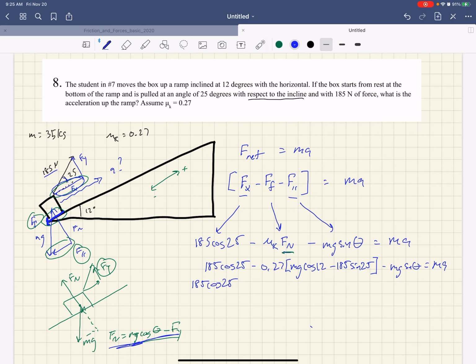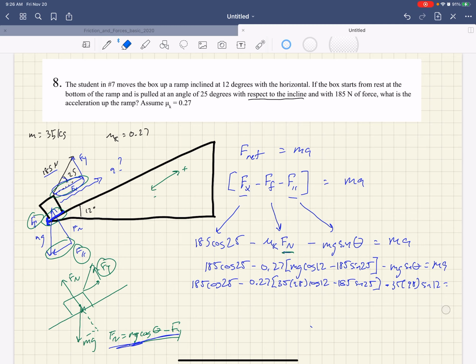185 cos 25. That's a calculator thing that you can just keep. That's a real number. Minus 0.27 times, now the mass was 35 times 9.8 times cosine 12. Again, these are all just numbers. There's no more variables. Now I took all those out. So far, everything here is calculatable. Oopsies, 35. I got all the way to the end. Of course, I make a mistake at the very, very end. So all this is equal to 35a.